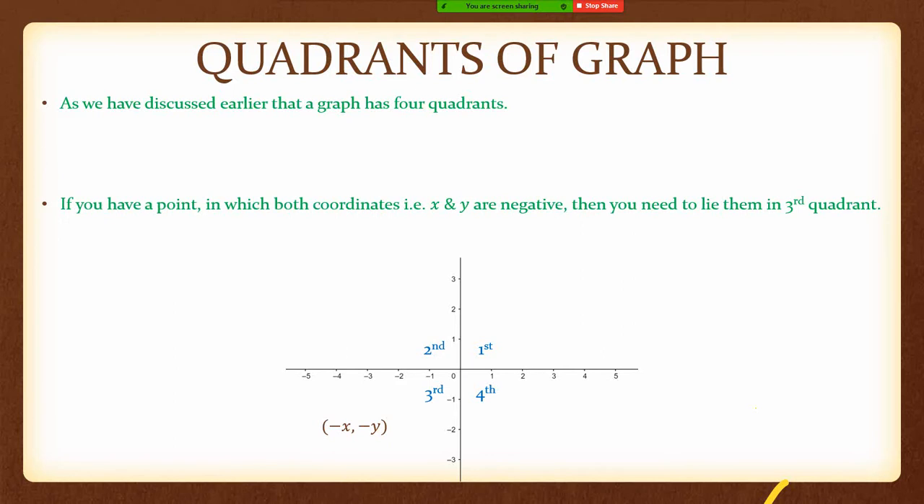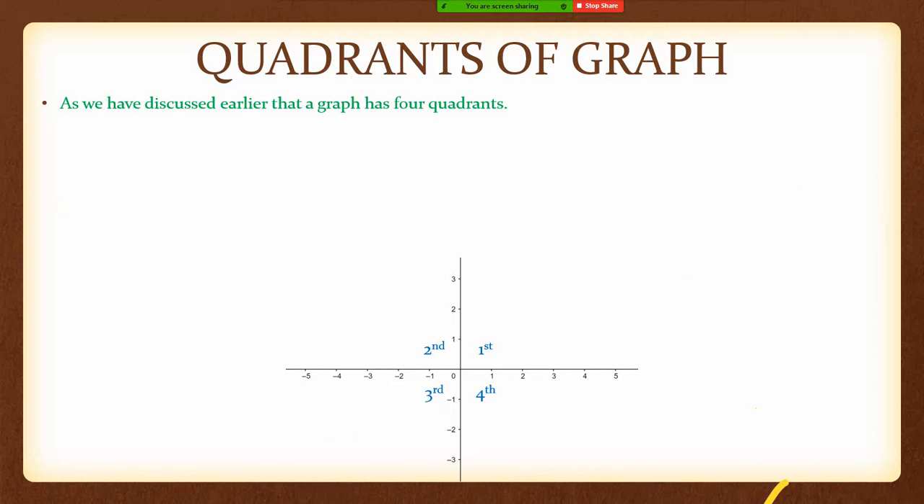Similarly, if you have a point in which both coordinates, that is x and y, are negative, then you need to plot them in the third quadrant. Now we have a coordinate in which x is negative as well as y is negative. It means we are going to plot that particular point in the third quadrant.